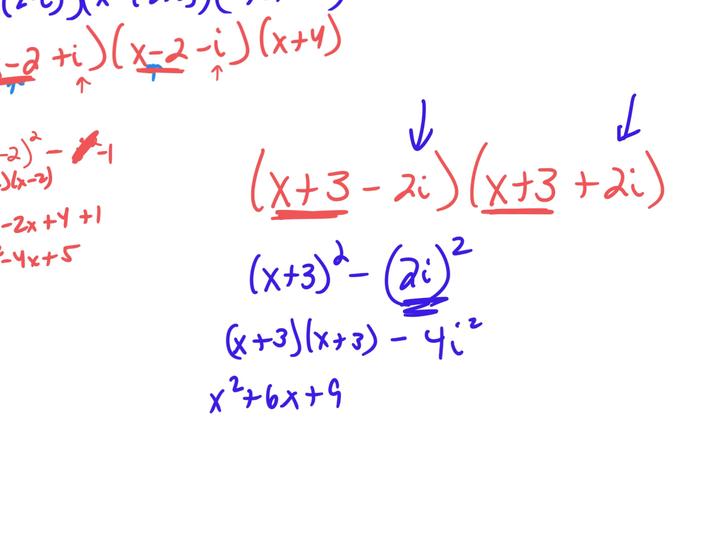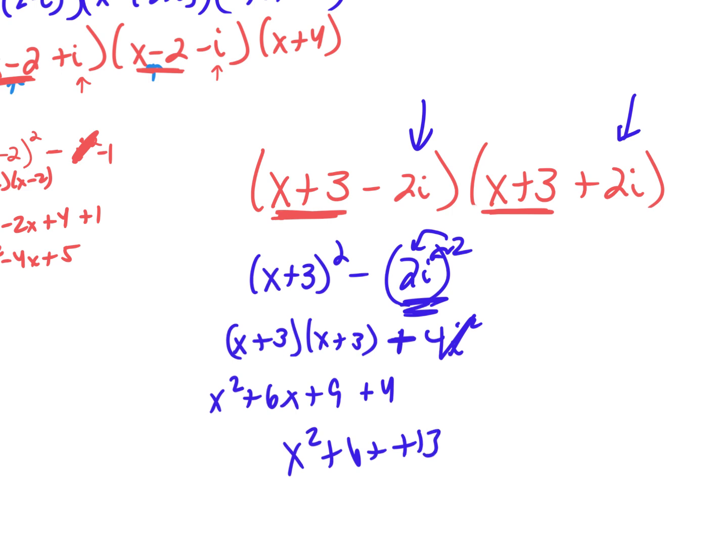4i squared. Remember this 2 goes here and here. So if I have minus 4i squared, it's the same thing as saying what? It's the same thing as saying plus 4. So then you had x squared plus 6x plus 13.